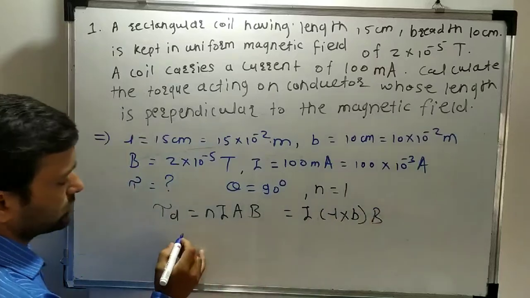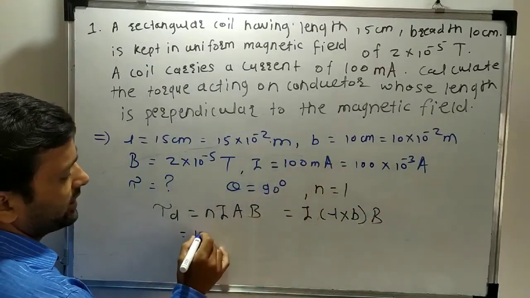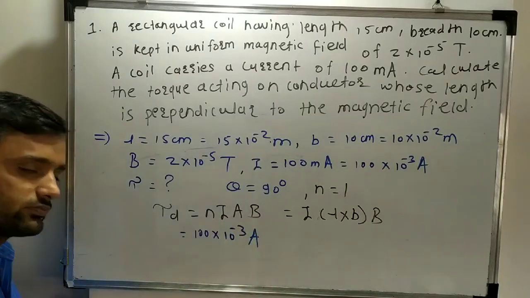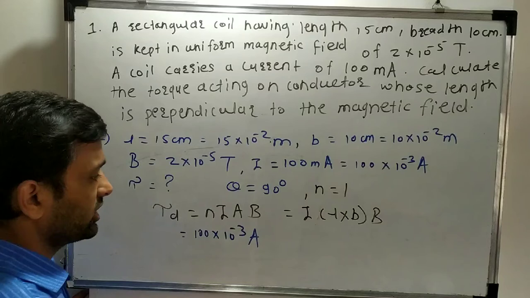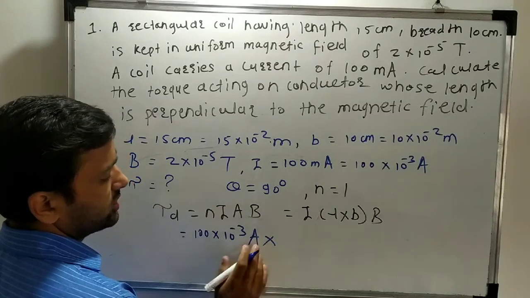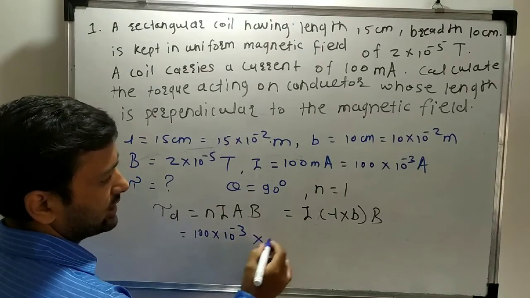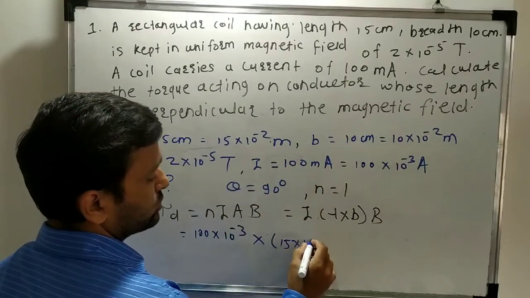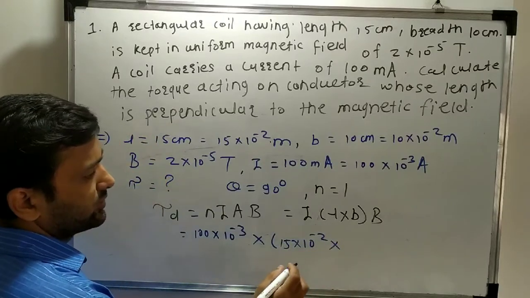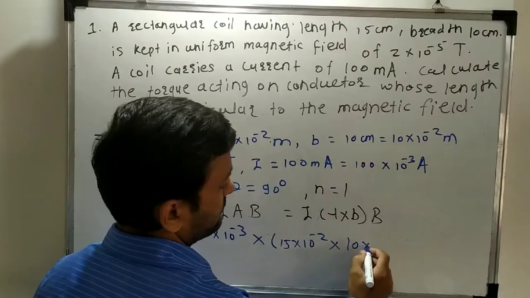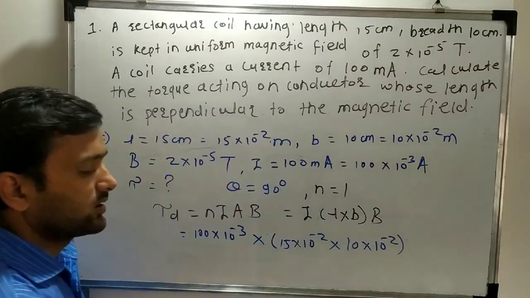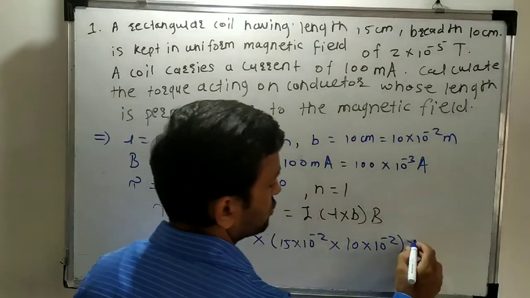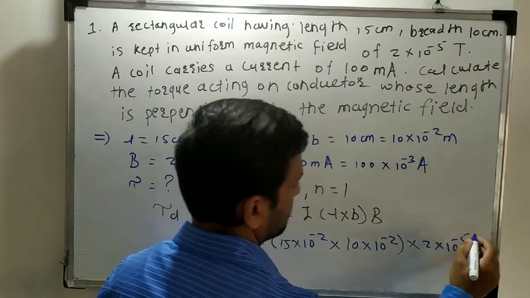So put the values, what will happen? What is the value of I? 100 into 10 raised to minus 3 ampere. Into what is the value of length? The length is 15 into 10 raised to minus 2, into breadth 10 into 10 raised to minus 2. What is the value of B? It is 2 into 10 raised to minus 5.